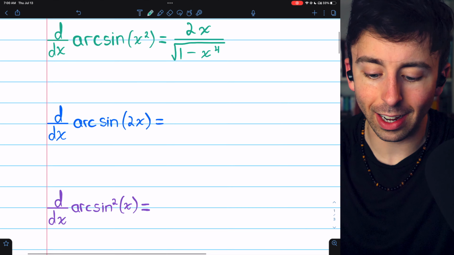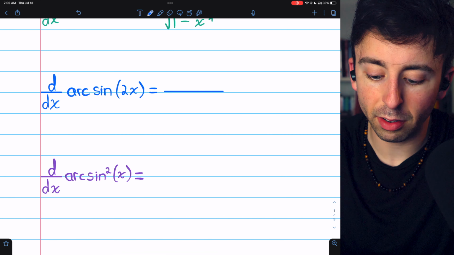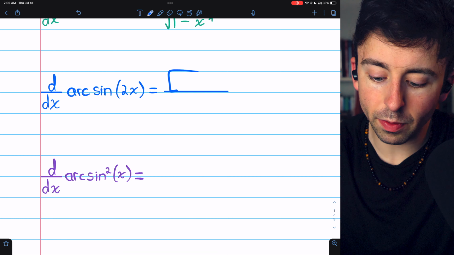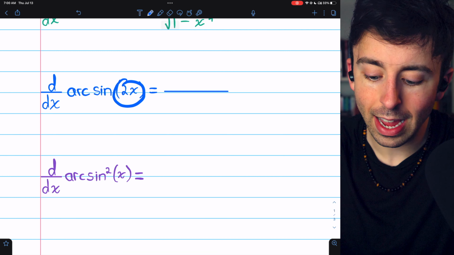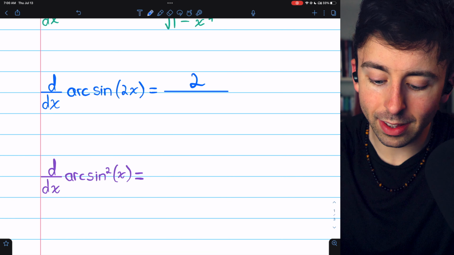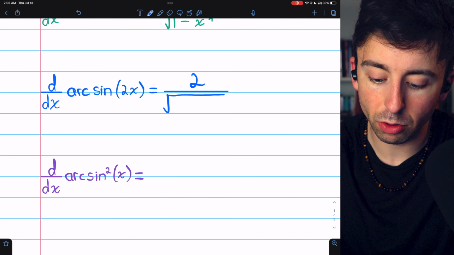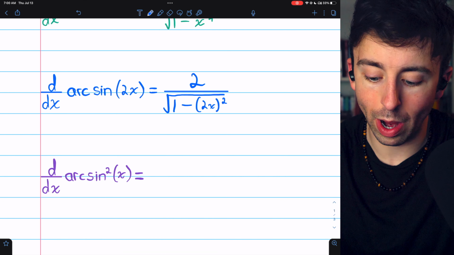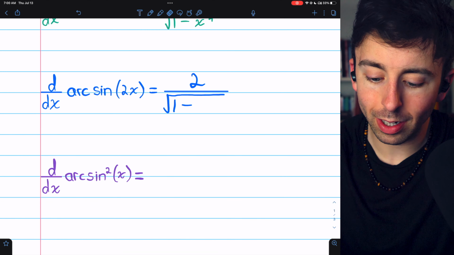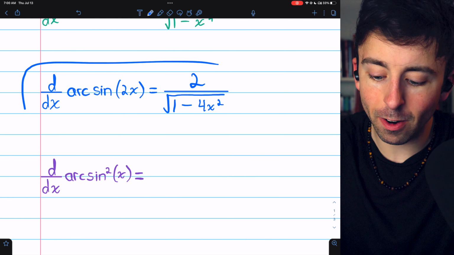Let's move on to the second problem. The derivative of arcsin of 2x by the previously discussed formula, well, we need the derivative of the inside function in the numerator. The inside function is 2x, and its derivative is 2. In the denominator, we need the square root of 1 minus the input squared. The input is 2x, so we need 1 minus 2x squared. But of course, 2x squared is just 4x squared, so we'll write it like that, and there is our derivative.